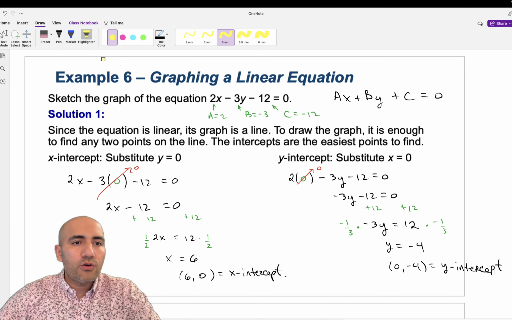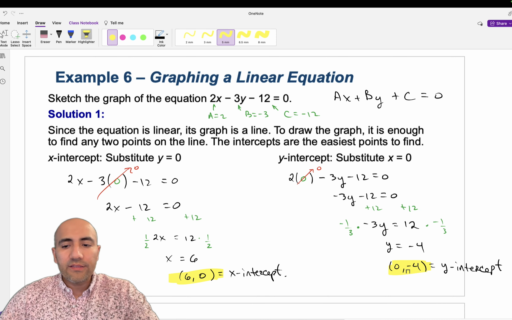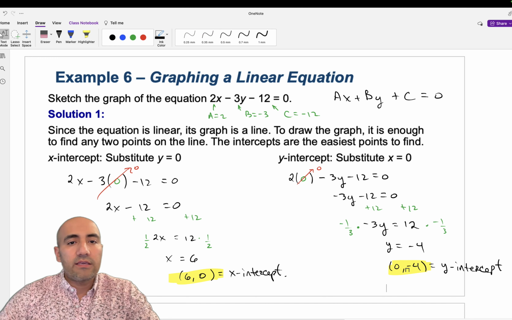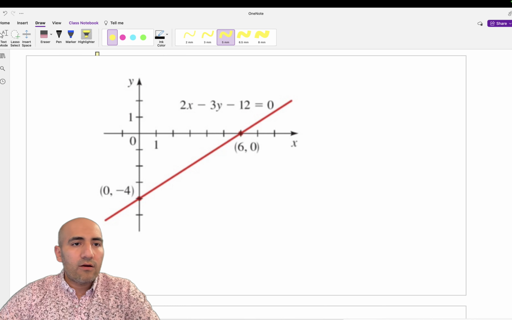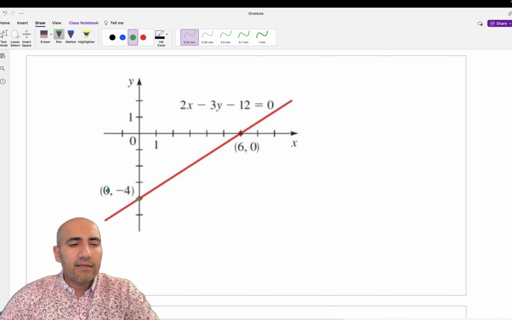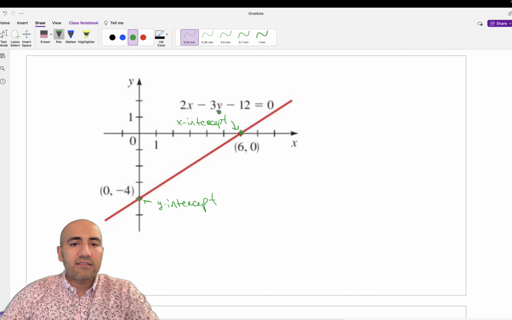Once you know 2 points on the line, any 2 points, we know the x-intercept point and we know the y-intercept point, we can just draw those 2 points and connect them, and that's the equation of our line. So here's a nice graph for that. Here we have our y-intercept point at (0, -4), and here we have our x-intercept point at (6, 0). They were easy to get. Then we draw the line that connects them, and that's the equation of our line.